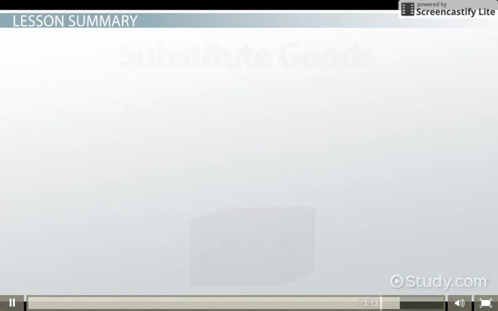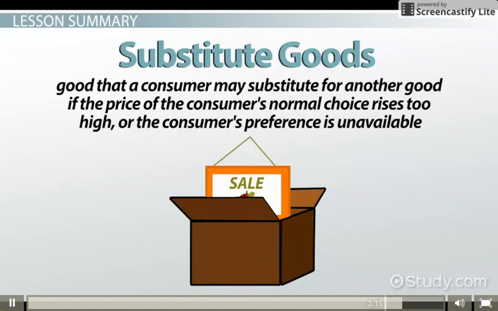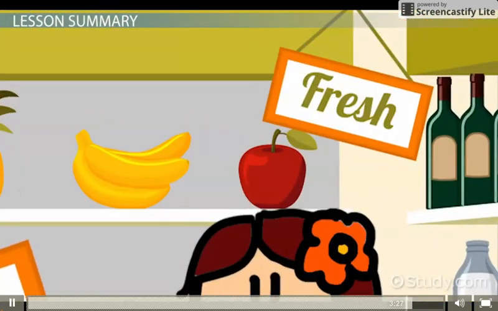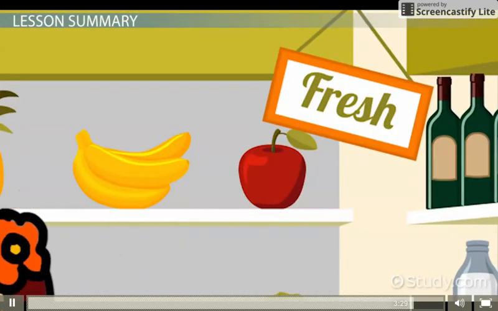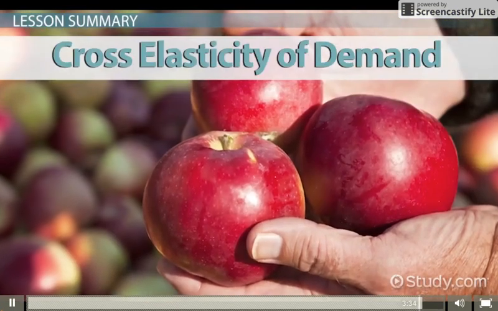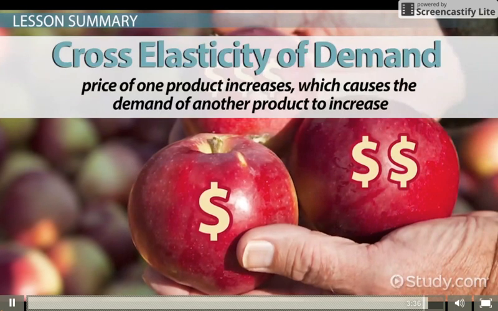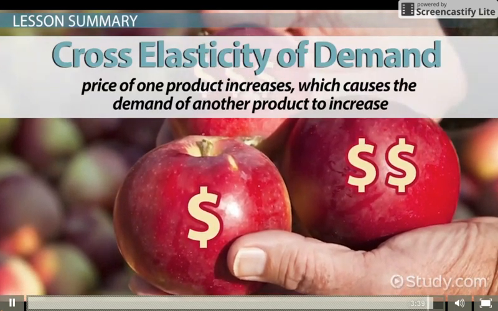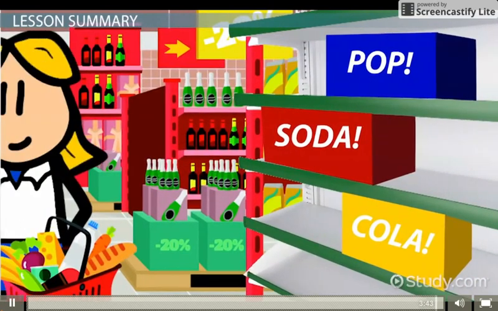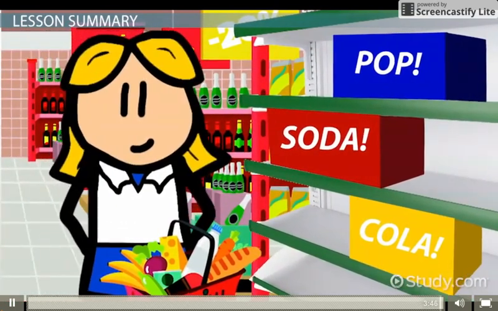Let's review. A substitute good is a good that a consumer may substitute for another good if the price of the consumer's normal choice rises too high, or the consumer's preference is unavailable. Substitution will occur if the products are similar enough to meet a consumer's need and there is a positive cross-elasticity of demand. Cross-elasticity of demand occurs when the price of one product increases, which causes the demand of another product to increase, such as when the price of one brand of soda increases and results in a soda drinker purchasing a cheaper brand of soda.